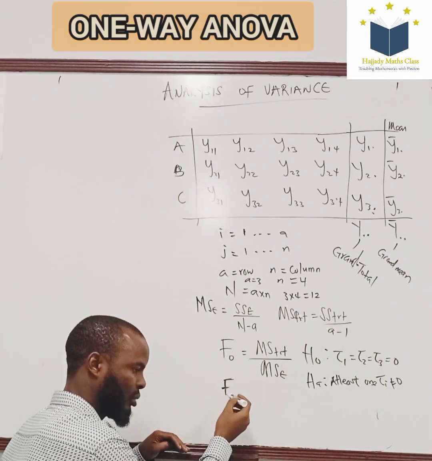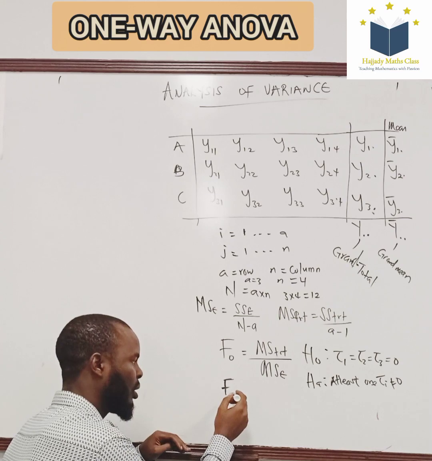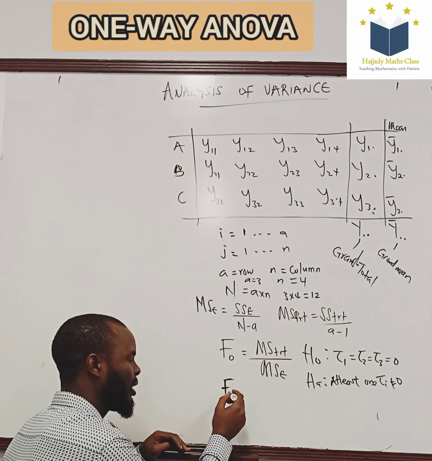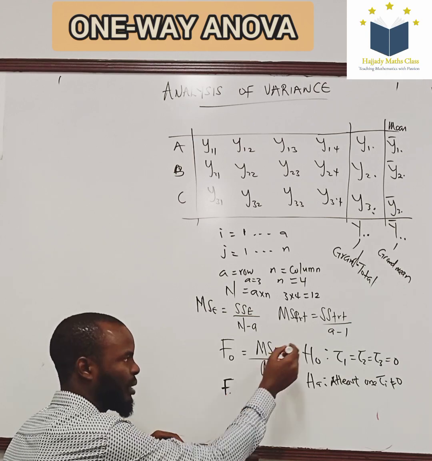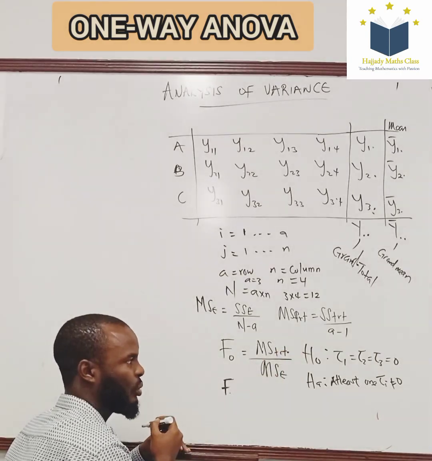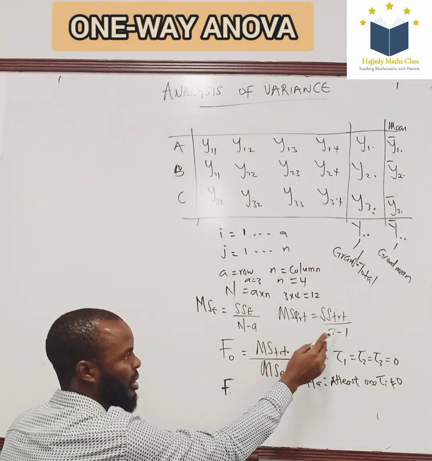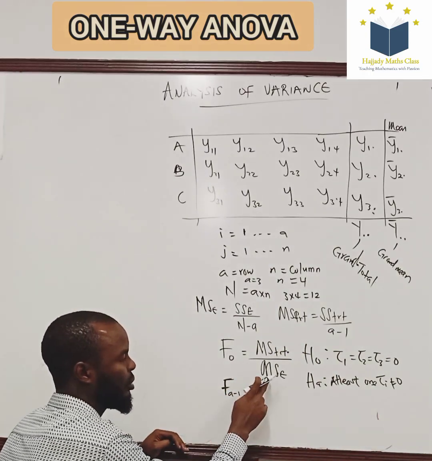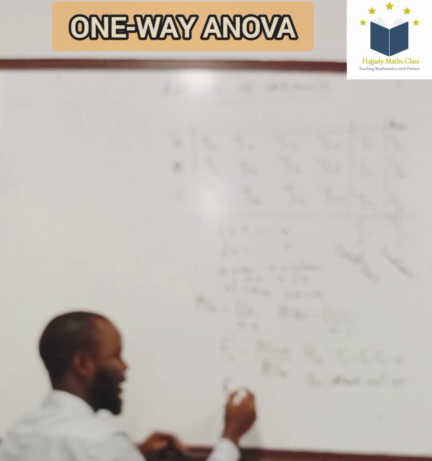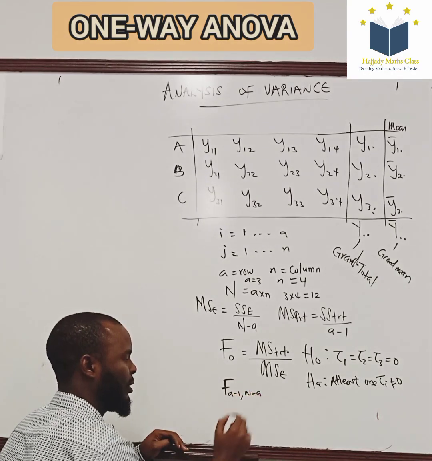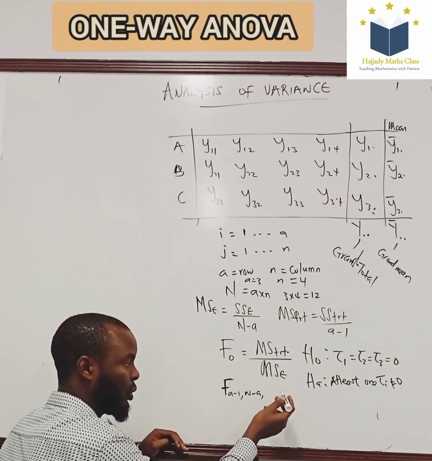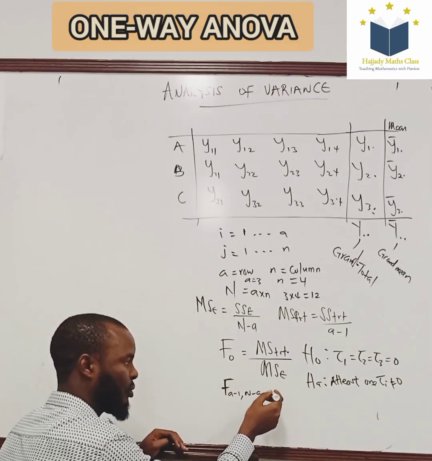Level of alpha, maybe you are using 0.05. The degree of freedom here is going to be what? The degree of freedom of the treatment, because here you're having MS treatment as the numerator. And what is the degree of freedom of the MS treatment? It is A minus 1. And the degree of freedom for the MS error, which is what? N minus A.